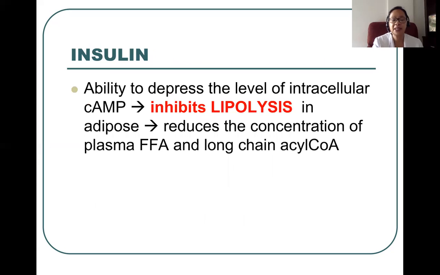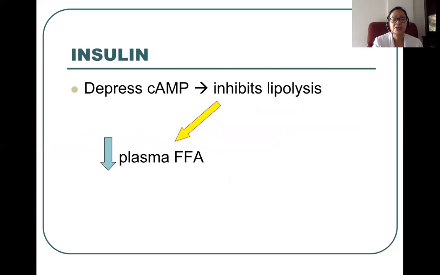So it has the ability to depress the level of intracellular cAMP, thereby inhibiting lipolysis, reducing the concentration of plasma free fatty acids and long-chain acyl coenzyme A. So as it decreases the cyclic AMP, lipolysis is inhibited. Therefore, plasma free fatty acids are decreased.